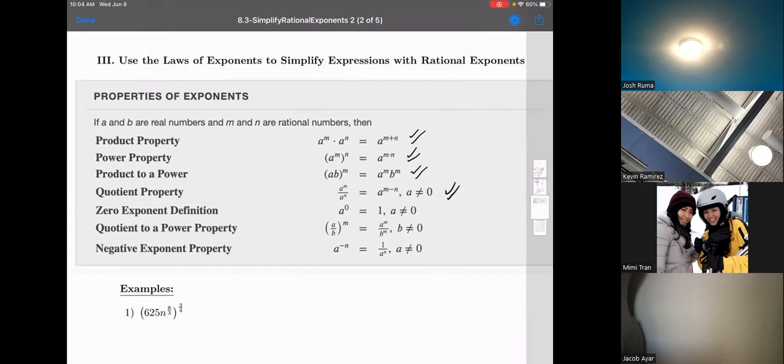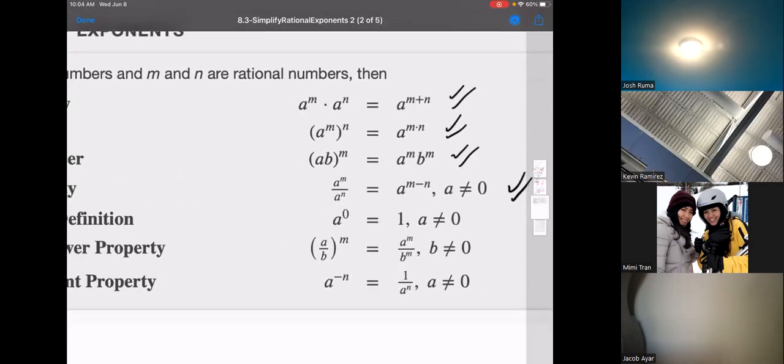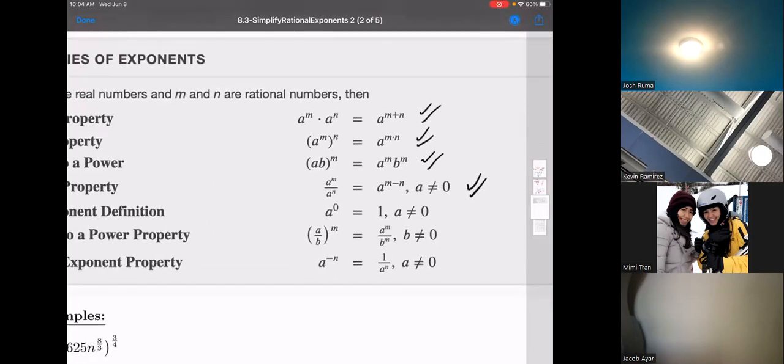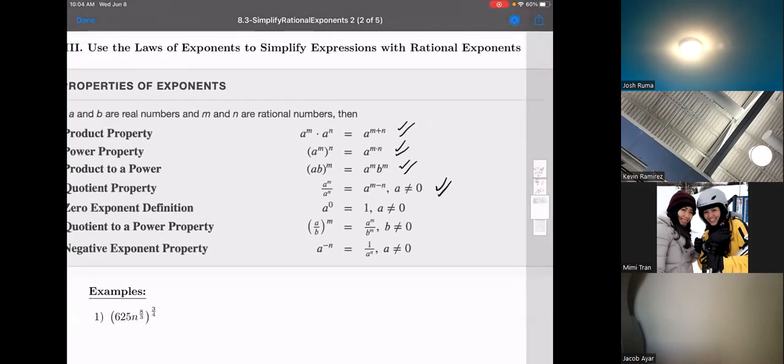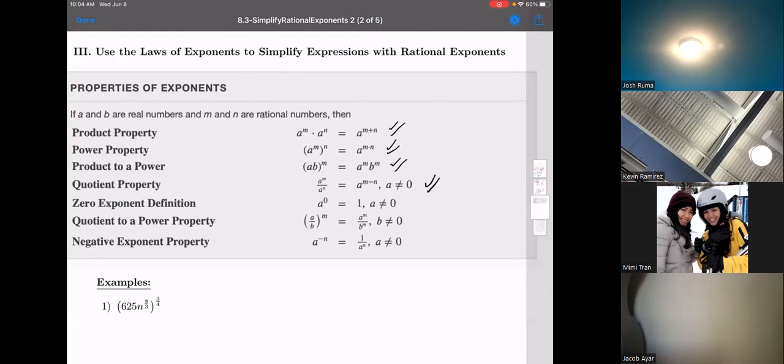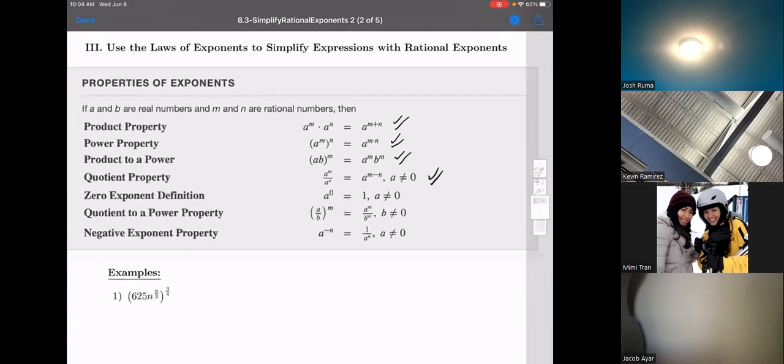Oh, this one is new. I think I taught this once or twice before, but I never really did much with it. So a to the m divided by a to the n, instead of multiply. Remember, quotient turns into subtraction for the power. So you subtract n and keep the base, that's it. A to the 0 is 1.